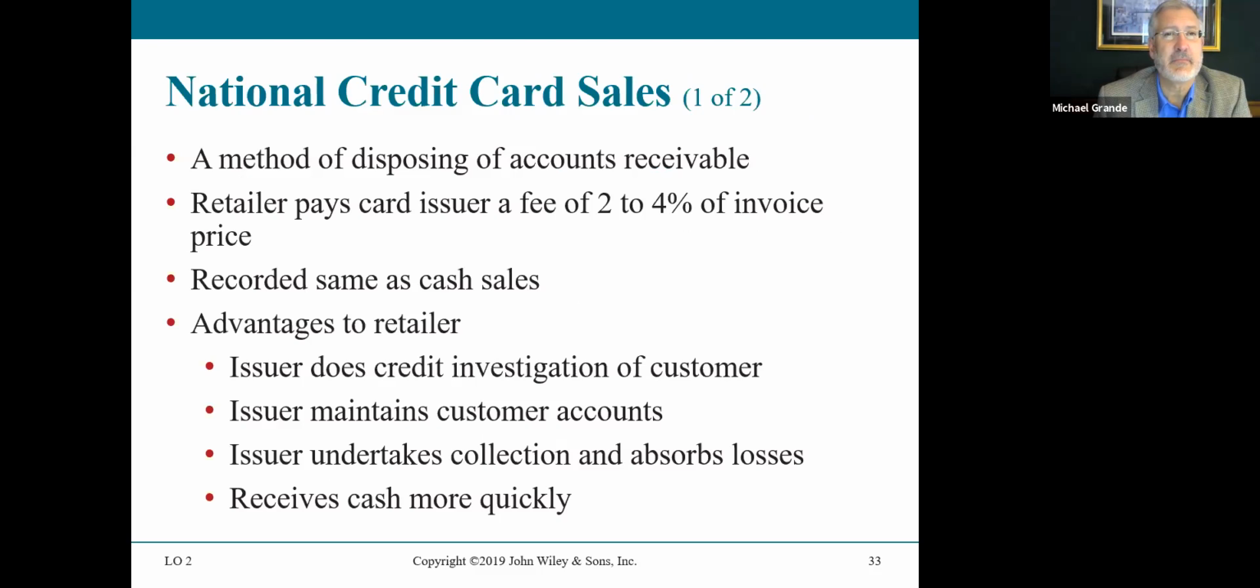National credit card sales. A method of disposing of accounts receivable. Retailer pays the card issuer a fee of 2 to 4% of invoice price. Recorded same as cash sales. Advantages to the retailer. Issuer does the credit investigation of the customer, right? Everybody has a credit card. Everybody uses a credit card. The company doesn't have to worry about collection. The credit card company deals with that. Issuer maintains customer accounts. Issuer undertakes collection and absorbs losses. The company receives cash more quickly.